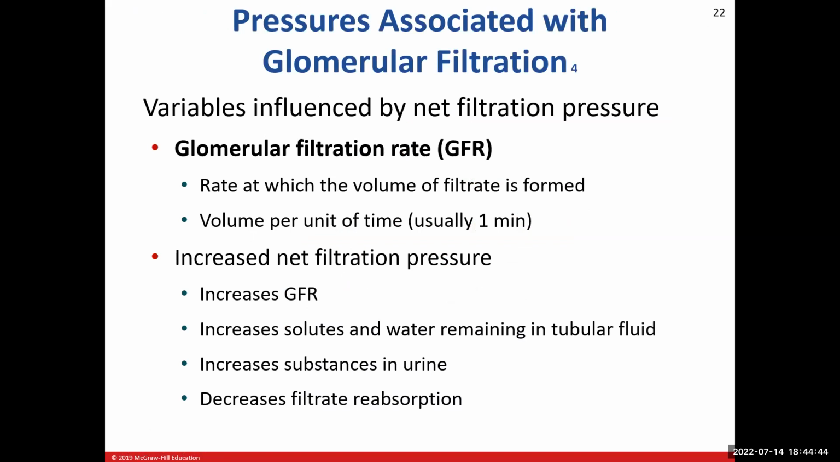All right, so what can affect our filtration pressure? Well, we have some variables there. So let's start off with this term called the glomerular filtration rate. Read the definition here. It's the rate at which the volume of filtrate is formed, right? The time we use to calculate this is going to be 1 minute. So how much filtrate is formed in 1 minute? How much can that structure produce?